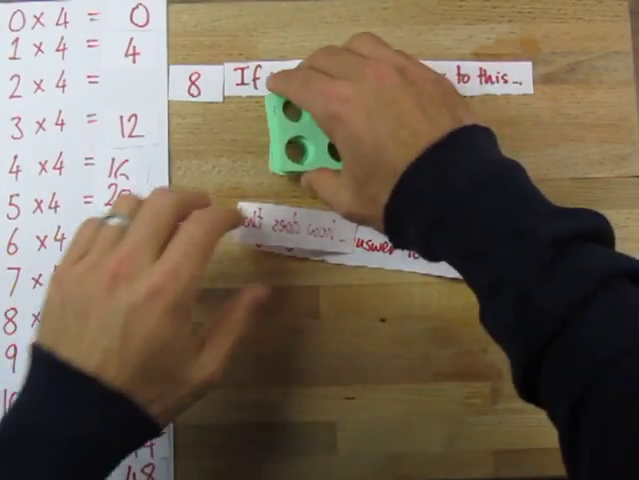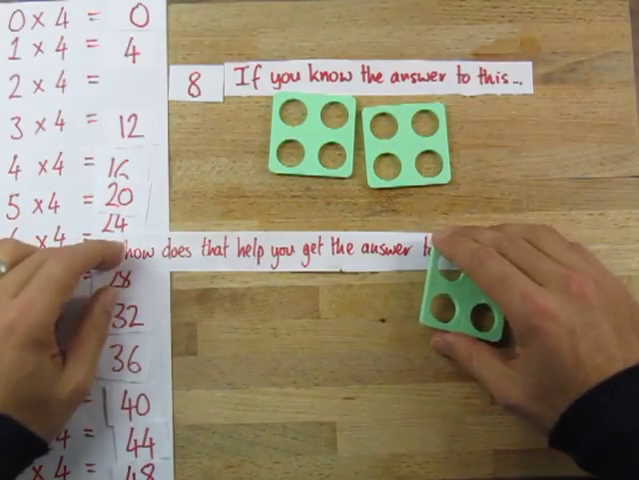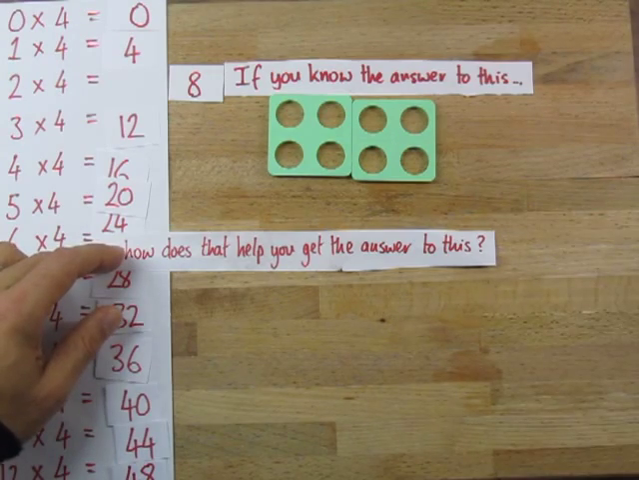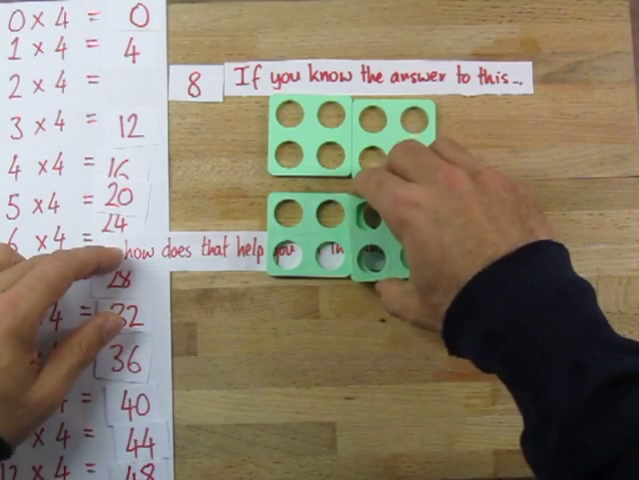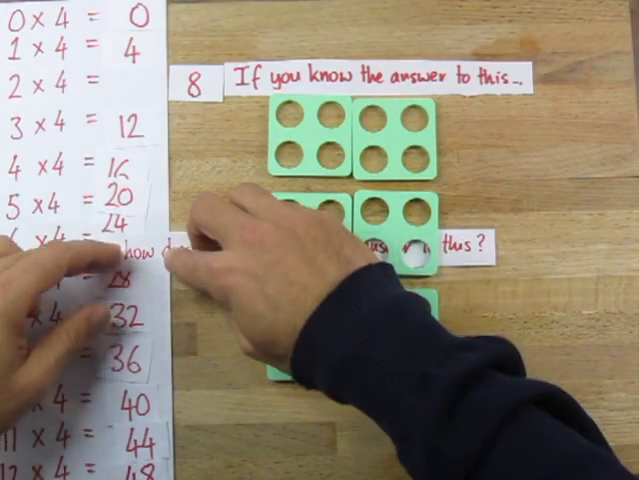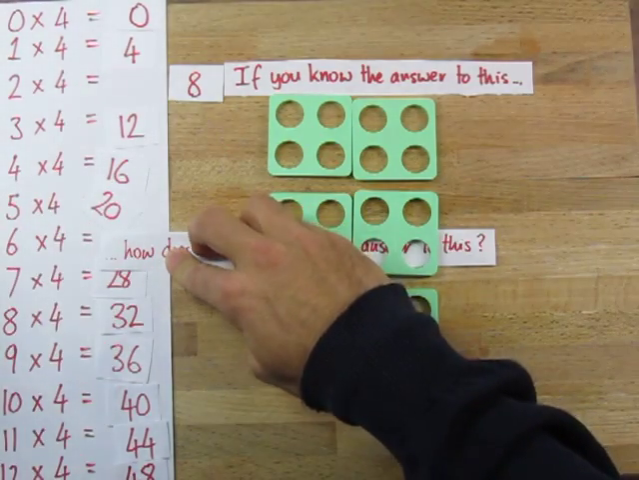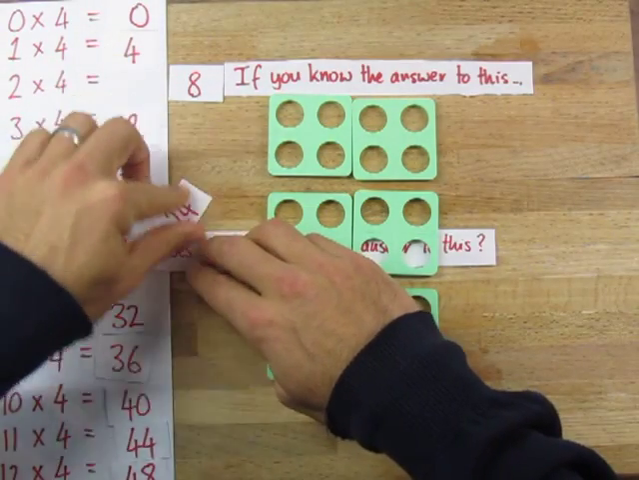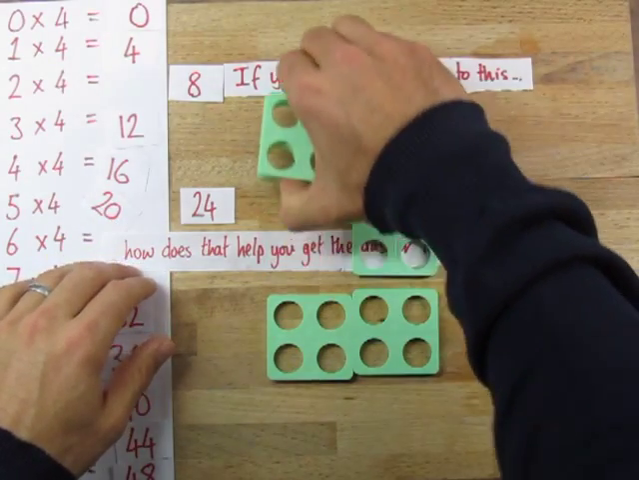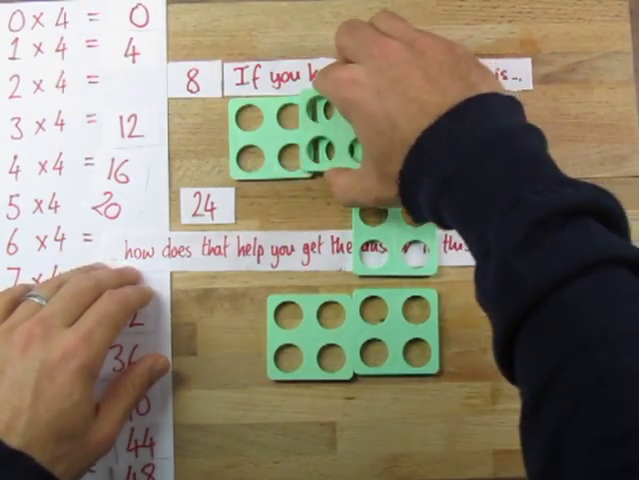So here's 2 times 4, and you want to work out what 6 times 4 is. So all you need to do is times your answer to 2 times 4 by 3. And what do you get? 24. Okay.